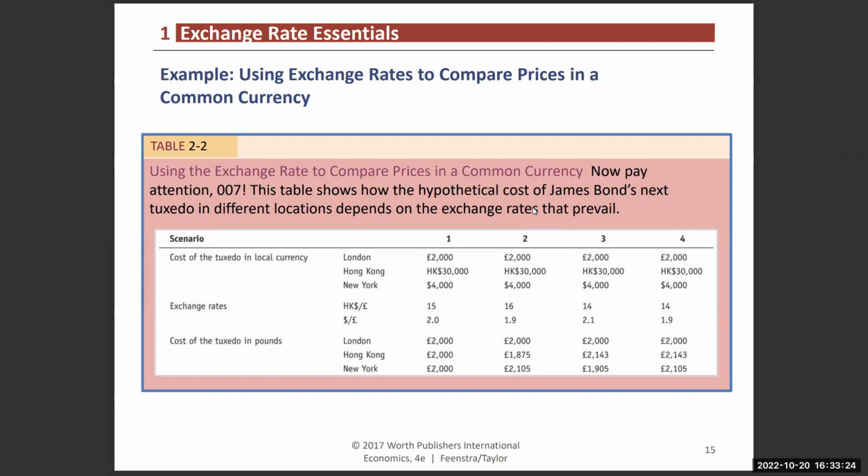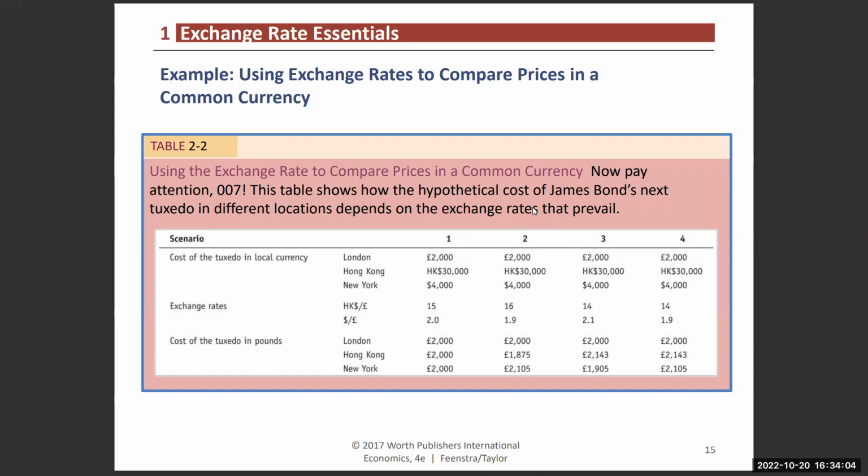Now we can see that the exchange rate changed here, okay? Which means that we need to pay more Hong Kong dollars per 1 pound. So is this the appreciation or depreciation of the Hong Kong dollar? Very good answer. So this is the depreciation. If this is the case and the Hong Kong dollar depreciates, the price of the tuxedo in Hong Kong goes down. Okay, so this is one of the important conclusions here.